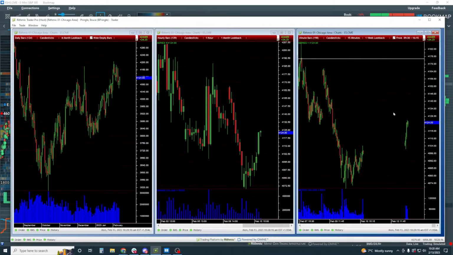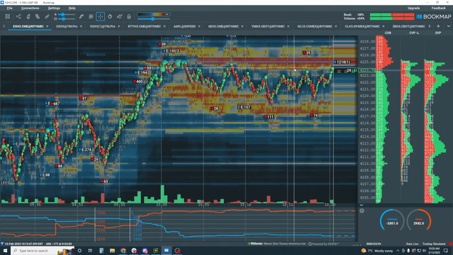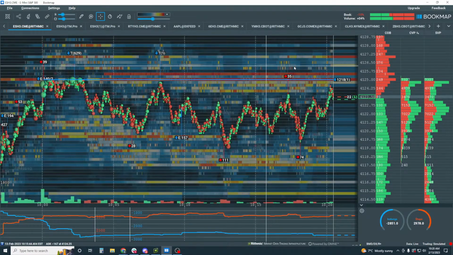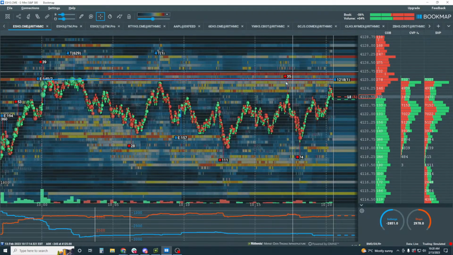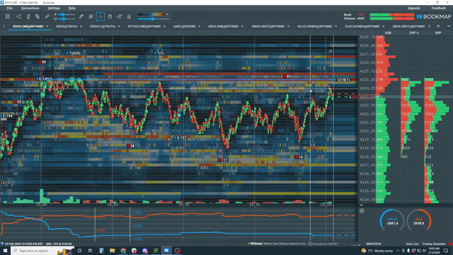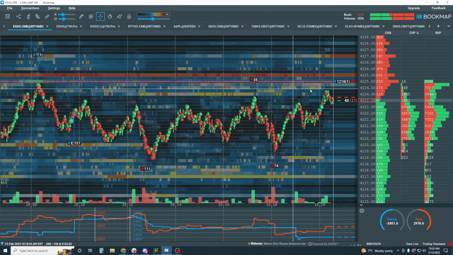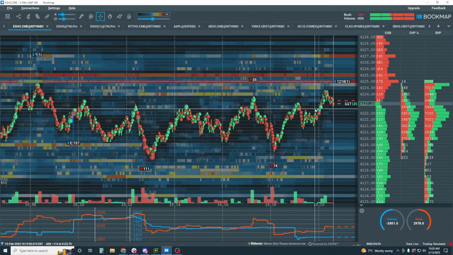So really, going through just some higher time frame scenarios first. Now let's look at the order flow. Still pretty choppy.